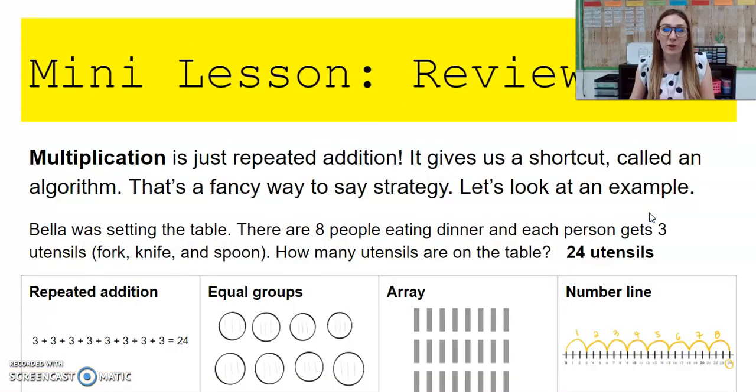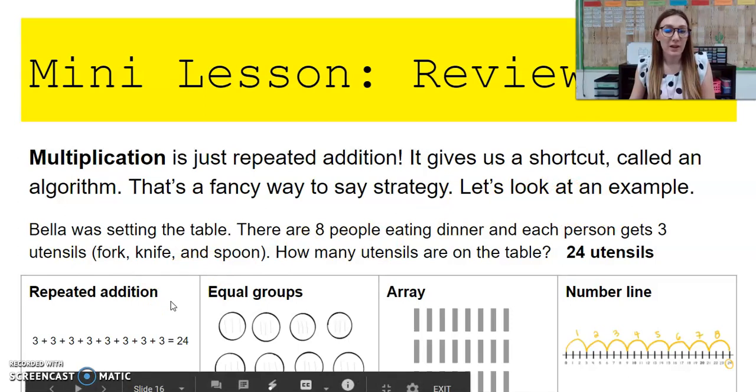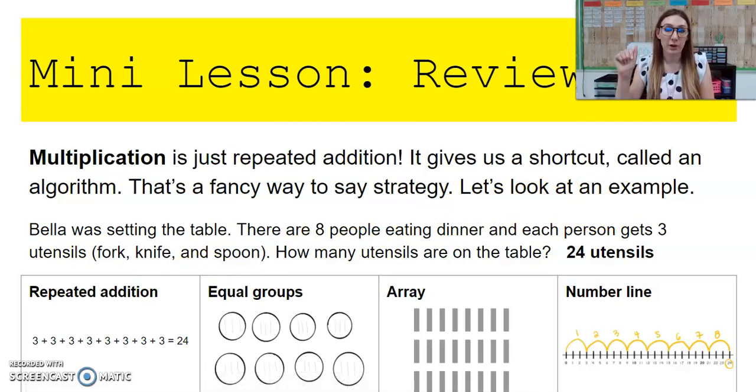But first, I want to quickly review multiplication. Multiplication is just repeated addition. It gives us a shortcut called an algorithm. That's a fancy way to say strategy. Let's look at an example. Bella was setting the table. There are 8 people eating dinner and each person gets 3 utensils, a fork, a knife, and a spoon. How many utensils are on the table?